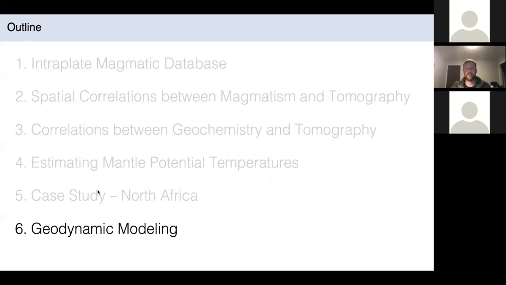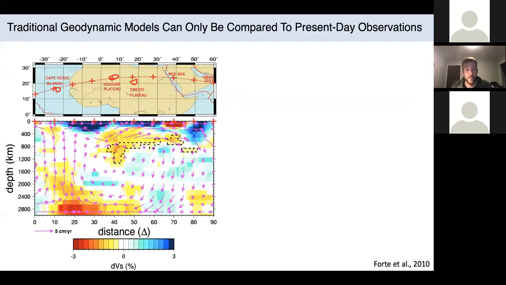That is a published work of mine, and now I'm going to very quickly show you some geodynamic modeling that I did when I was in Australia working at ANU. I hope you'll agree that throughout this talk I've shown that intraplate volcanism can tell us quite a lot of information about the temperature structure of the mantle.